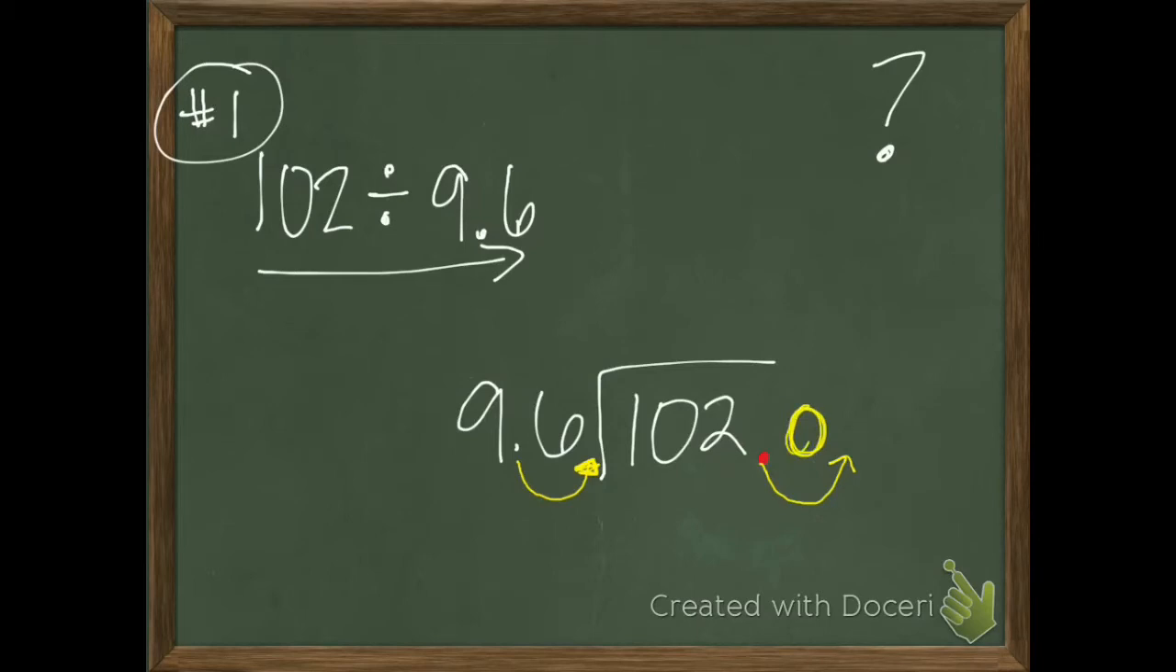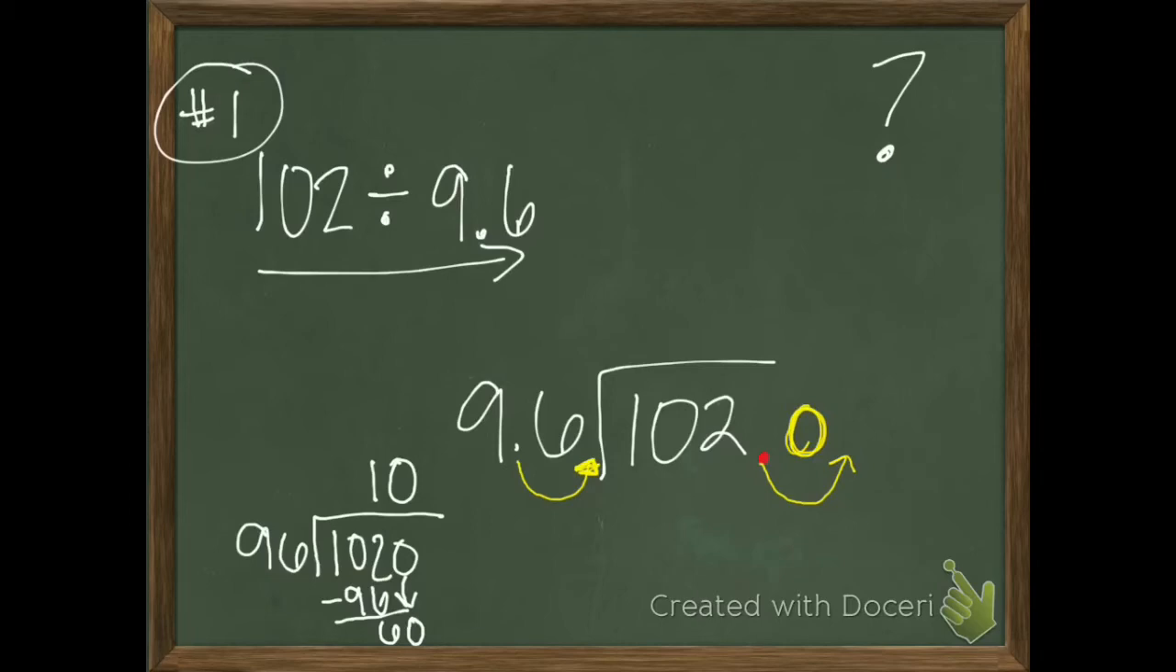So my new problem that I am now working with is 96 divided by 1020. So then you should have said, how many times does 96 go into 102? And you would have said once. And 102 minus 96 is 6. Drop down your 0. And now you have to ask yourself, how many times does 96 go into 60? Well, it does not. So you would say 0 times. 0 times 96 is 0. So we would have a remainder of 60.